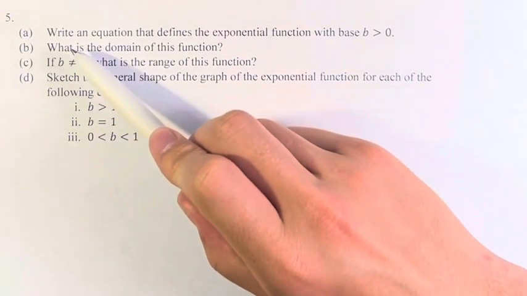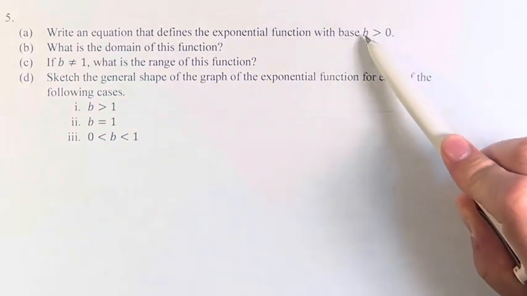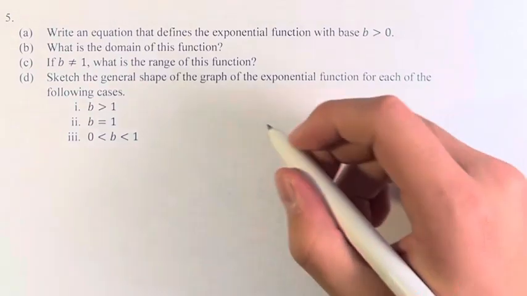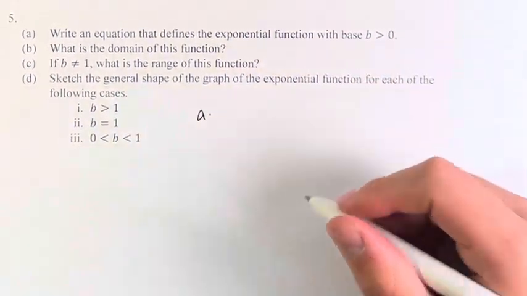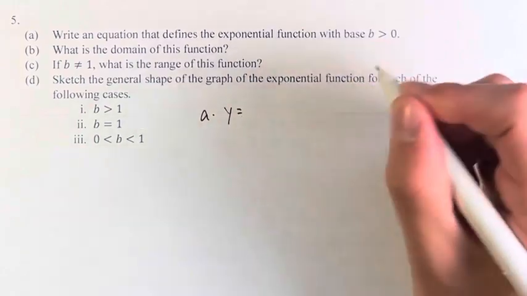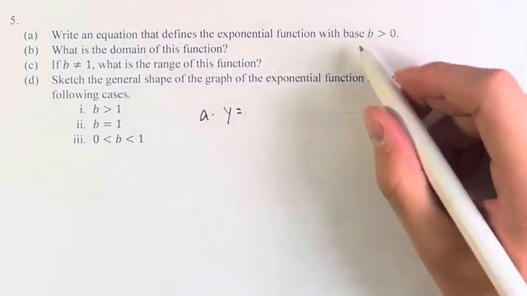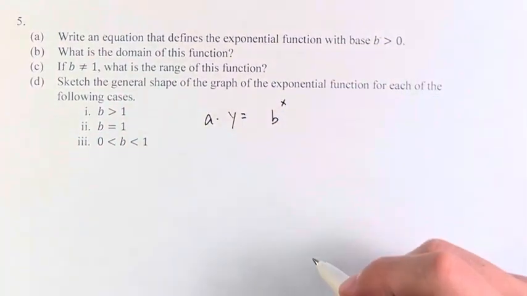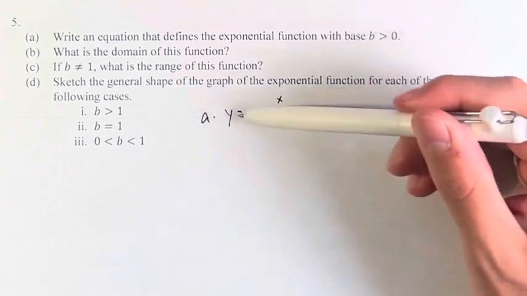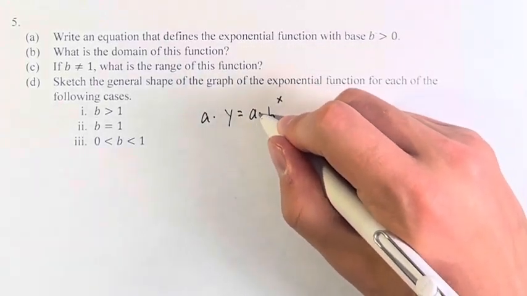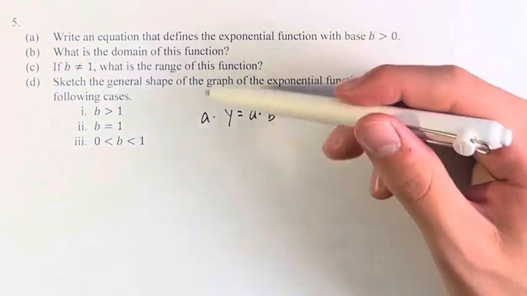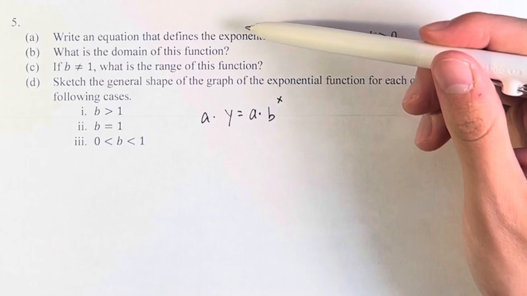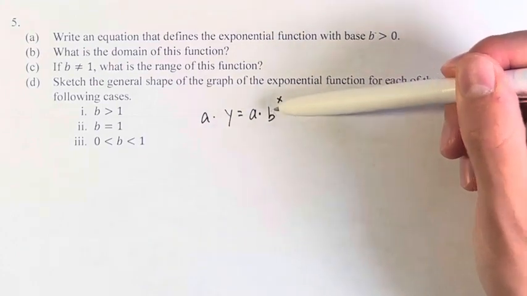In this problem, we're asked to write an equation that defines the exponential function with base b greater than 0. So what is the basic form of the exponential function? We have the dependent variable y equal to the base b to our independent variable x. This is the general exponential relationship, and then we have some constant a here which completes the family, right? Now you can get any exponential relationship by some combination of a and b.